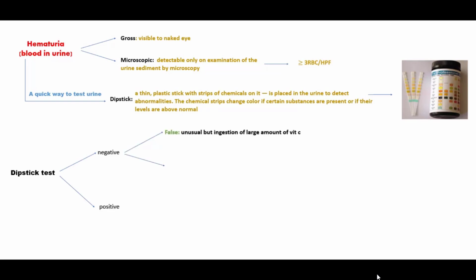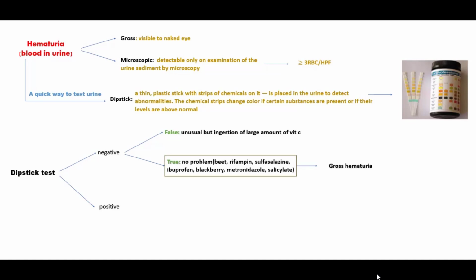Negative can be a false negative. A false negative is unusual, but ingestion of a large amount of vitamin C can cause a false negative dipstick test for hematuria. What is a true negative dipstick? We can say that there is no problem, but some foods and some drugs can change the urine color, for example beet, rifampicin, sulfasalazine, ibuprofen, blackberry, metronidazole, and salicylate. We may think that this is gross hematuria, but it's false.